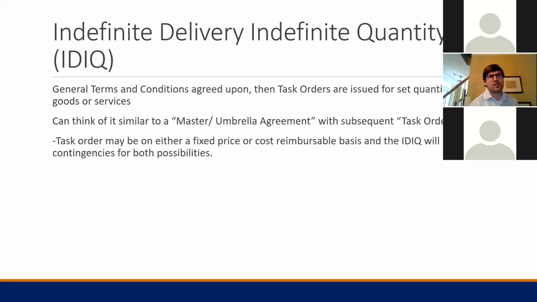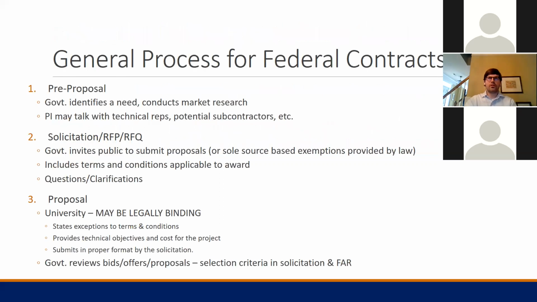agency to have flexibility to say, well, in this situation, we think it's more appropriate to have cost reimbursable versus fixed price, and then it's usually envisioned for a longer time horizon, and the agency can procure multiple different discrete projects under that umbrella agreement. So those are all the contract types that we're going to focus on for the purposes of this presentation. Feel free to stop me if there's any questions. Otherwise, I'll dive into a high-level overview of the process itself for federal contracting.